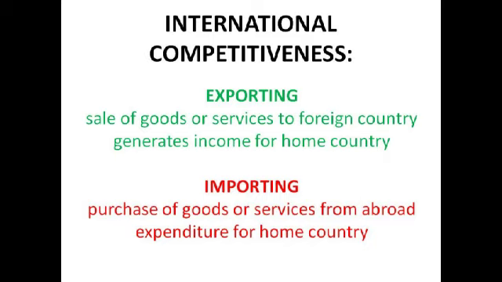International competitiveness. Exports and imports, it is so important to get these the right way around and know what they are. Otherwise, you could lose 25 marks just straight away like that. Exports go out, imports come in. Export is the sale of goods or services to foreign countries, which is great for us because it generates income for us. Imports are in red because they're bad. They're the purchase of goods or services from abroad, which causes expenditure from the home country, so money rushes out.